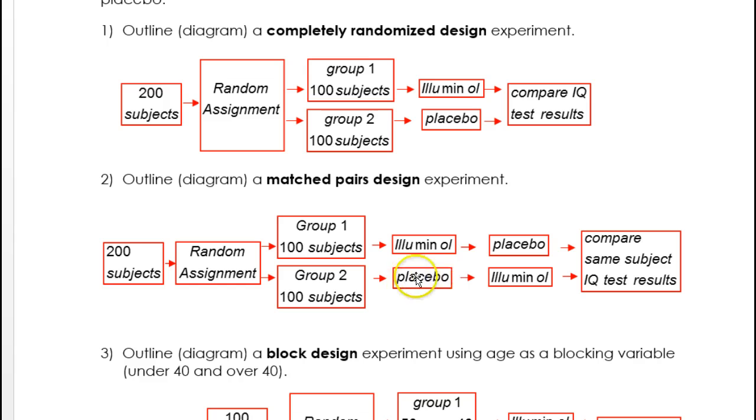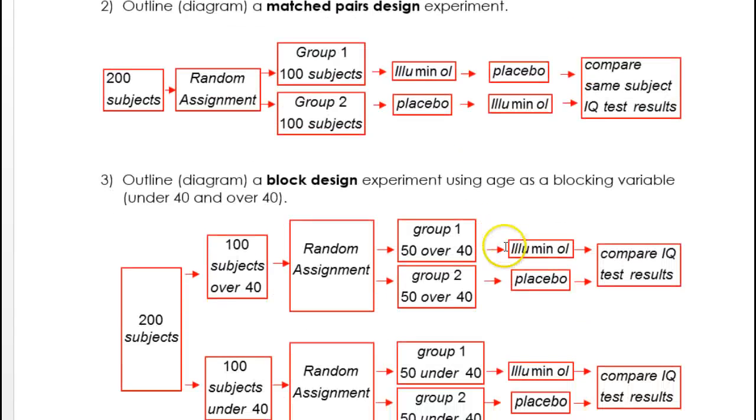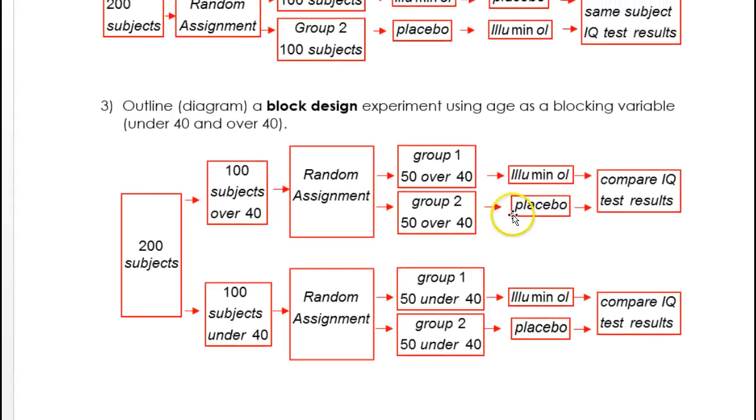If you have one group of people who are taking the Illuminol second, and their IQ scores are generally higher, but then another group takes the Illuminol first, and their IQ tests are still generally higher, then we can be sure that it's really the Illuminol and not just the fact that it's their second time. So that's matched pairs.